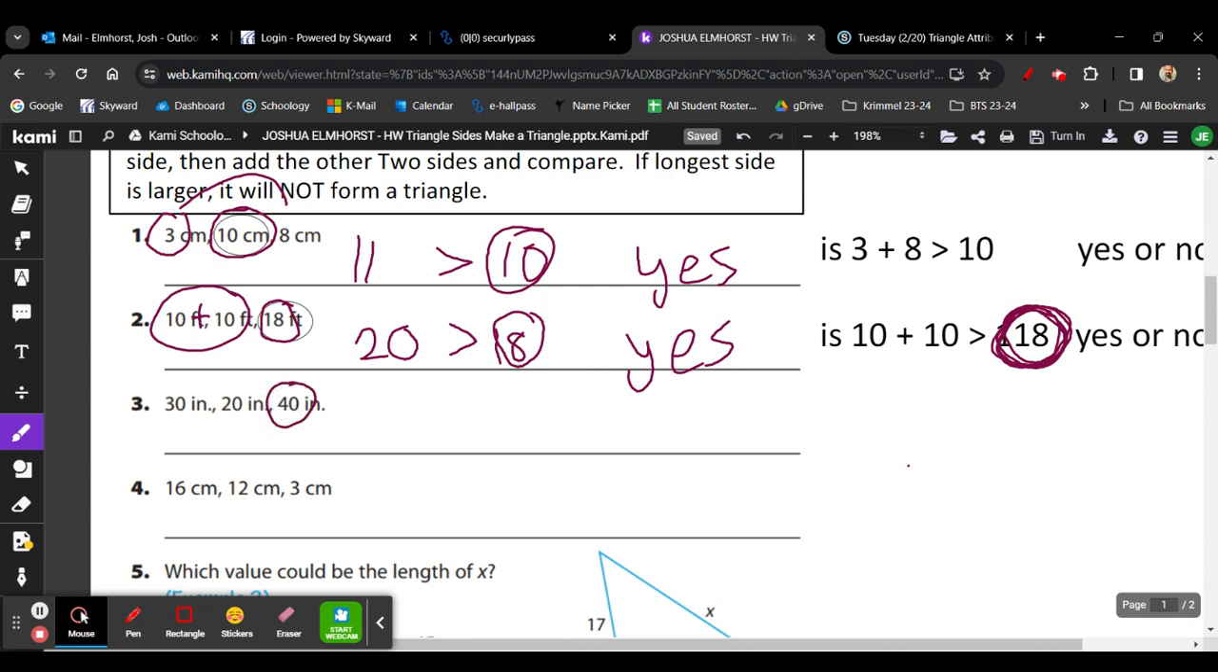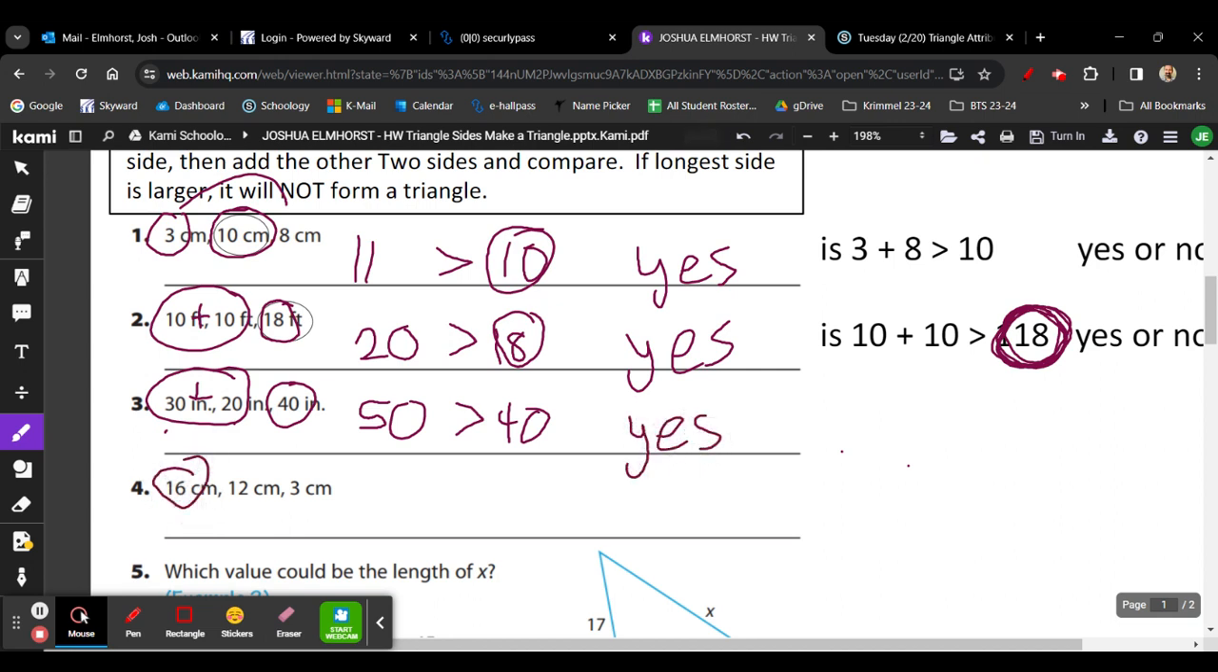Okay. 30, 20, 40. 40 is the longest length. So if the long side is 40, then that makes 30 and 20 the short sides, and together they are 50. Is 50 long enough to make a triangle with 40? Yes, it is.